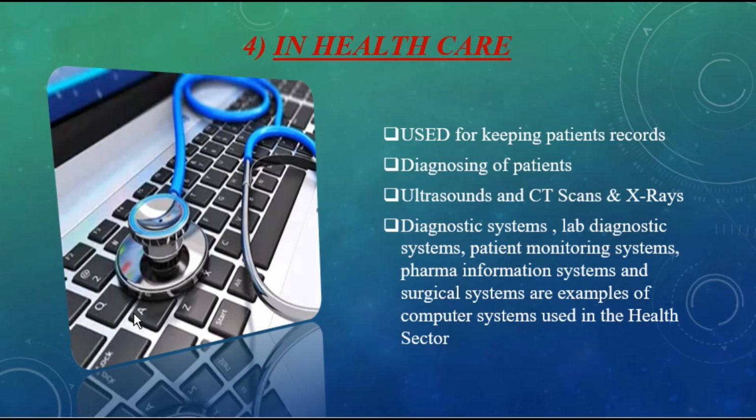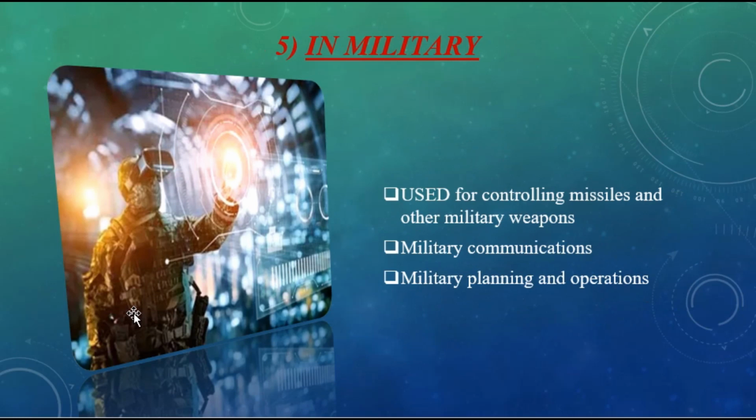Ultrasound, CT scans, and X-rays. These are very common. You just go with a broken arm, and the computer will locate where it's broken for a doctor for easy fixing and treatment. Now, diagnostic systems. These are computer systems used in healthcare. We have the lab diagnostic systems, the patient monitoring systems, pharmacy information systems from the pharmaceutical section, and the surgical systems used, for example, the AI surgical computer system. Those are some of the advantageous uses of computers in the health system.